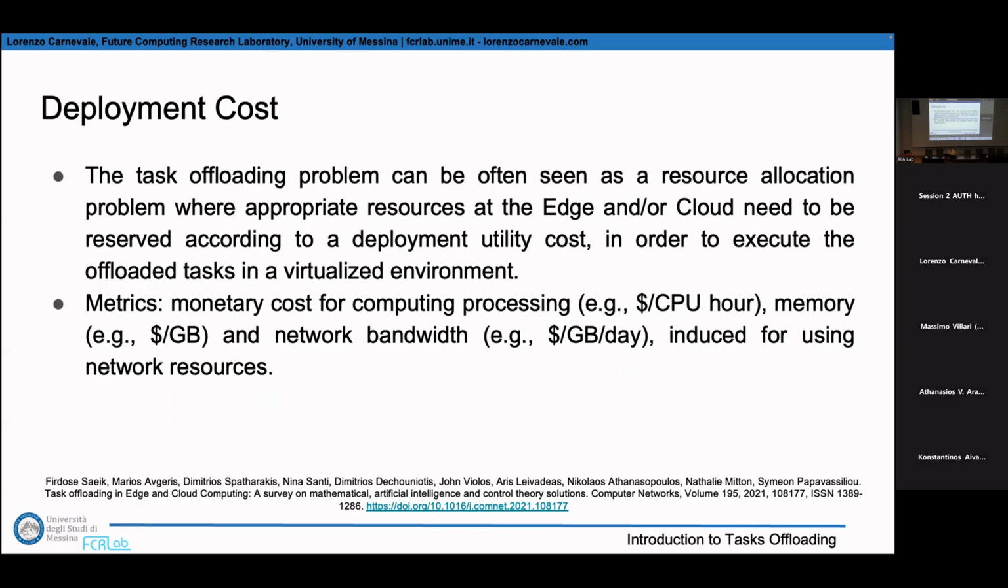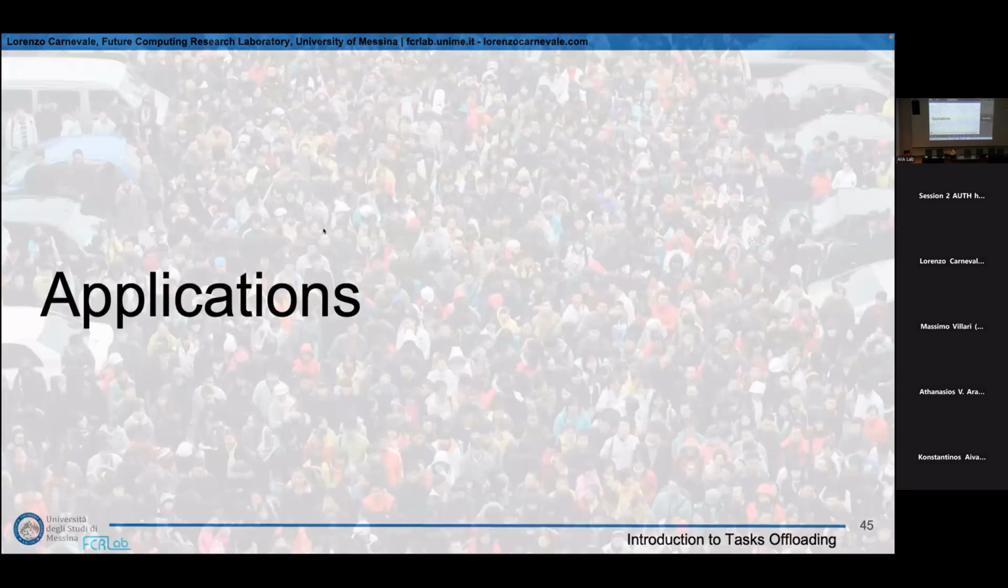And of course, we need to take into consideration the monetary cost for the computing processing. So for example, the amount of money for CPU hours that are needed, or the memory in gigabytes that is needed, or still the network bandwidth for throughput per day that is needed. So including also network resources and so on.